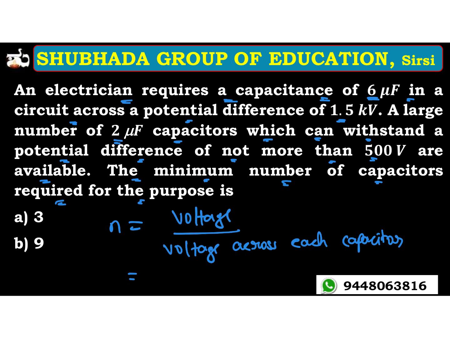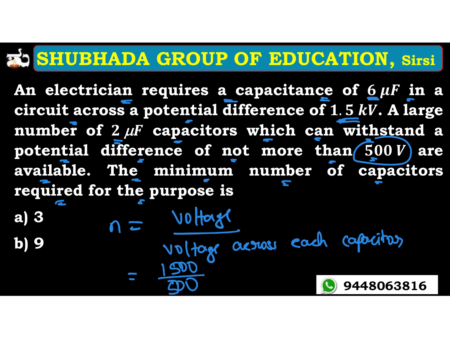So now N should be equal to 1500 volt, since 1.5 kilovolt is given. That's the reason I can take it as 1500 volt divided by the voltage across each and every capacitor, which is given as not more than 500. That's the reason it should be 500 here. Hope it's clear to everyone. This is very important here.